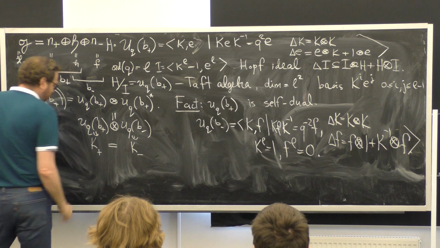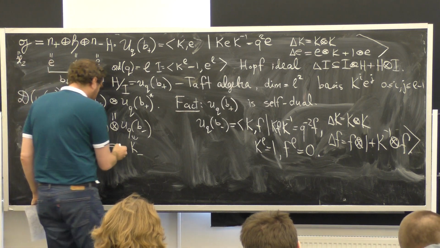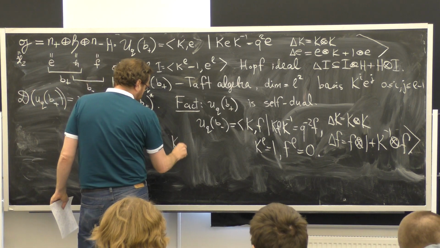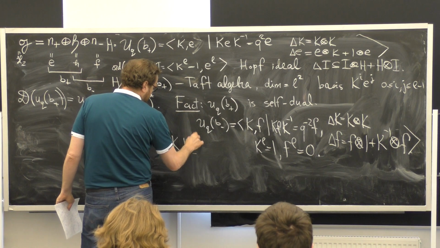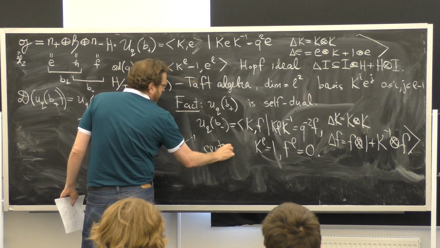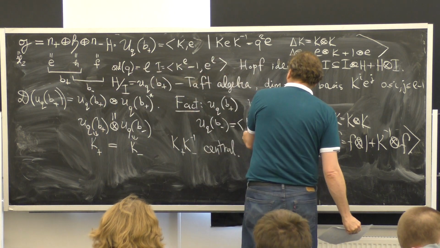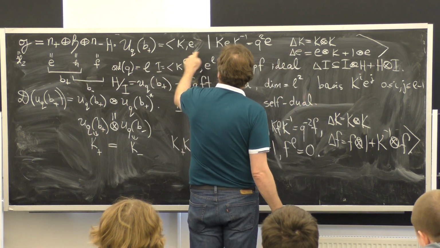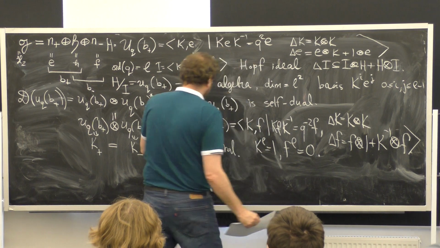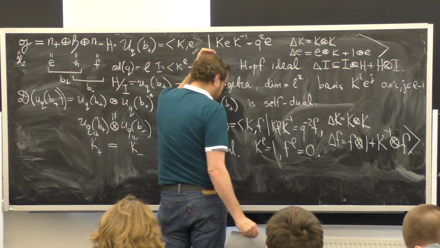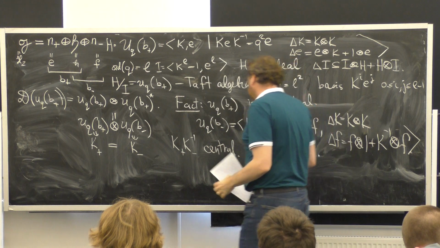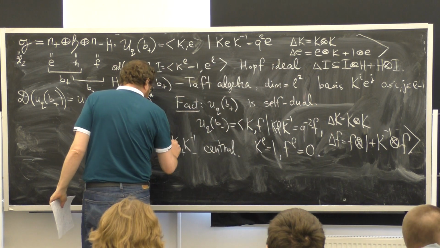So we have this K plus here and K minus here, and it turns out that K plus K minus inverse is a central element. Well, that's clear because it commutes. So it turns out that this K and this K have the same relations with E. So K plus and K minus have the same commutation relations with E. So this element is central. Let me call it C.